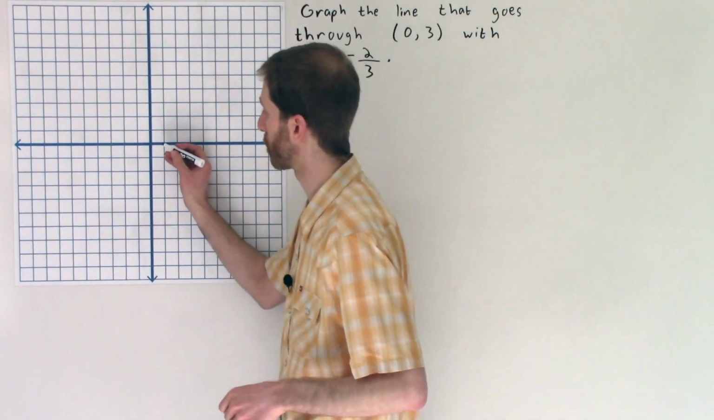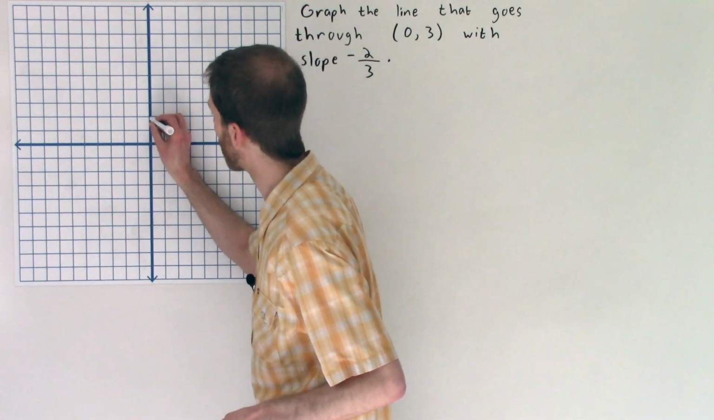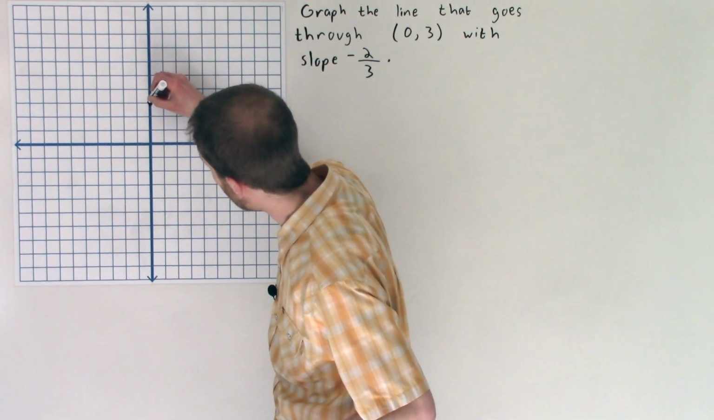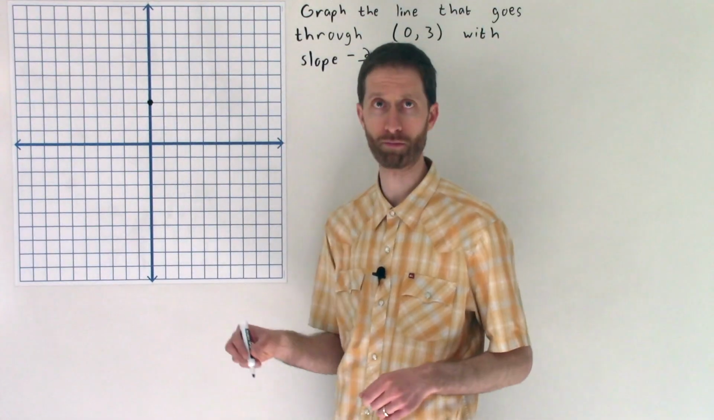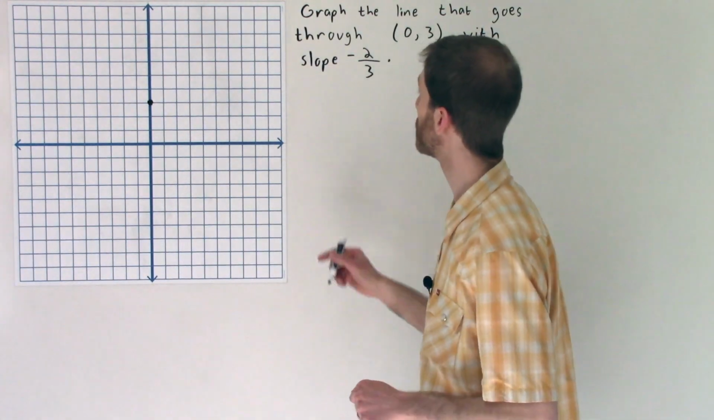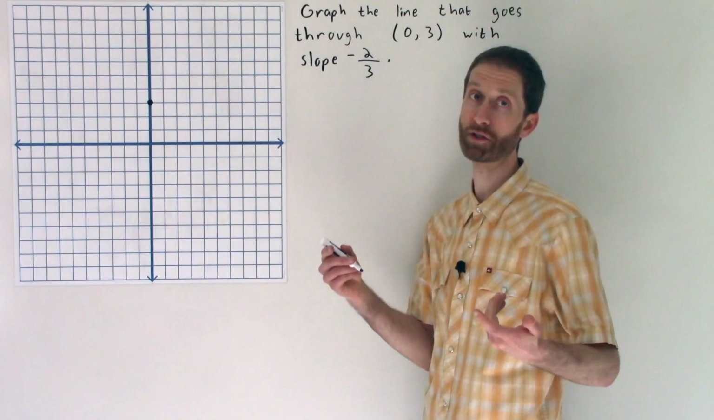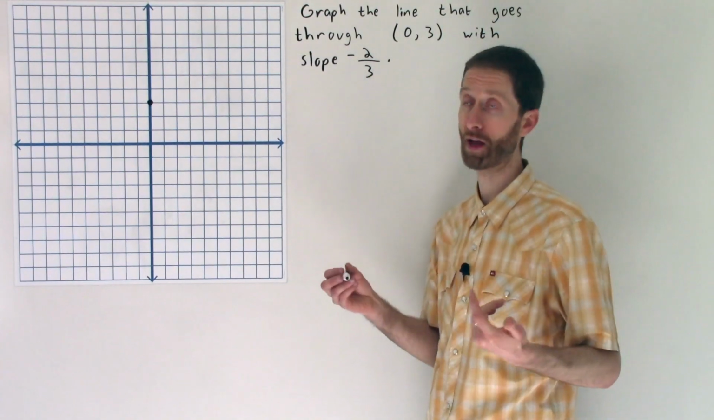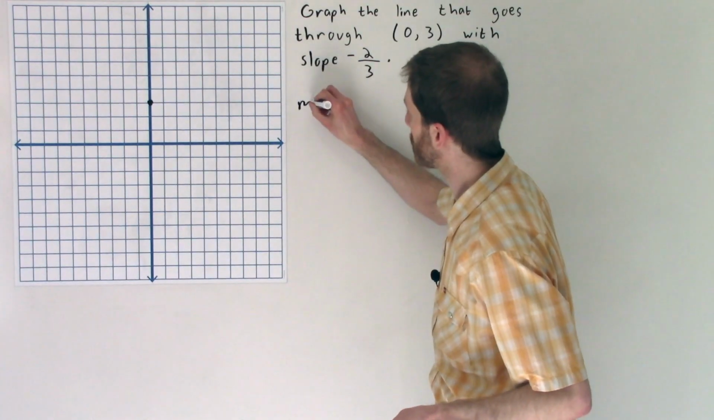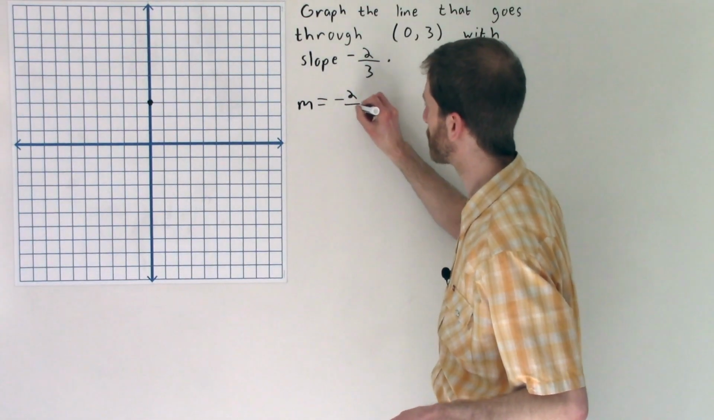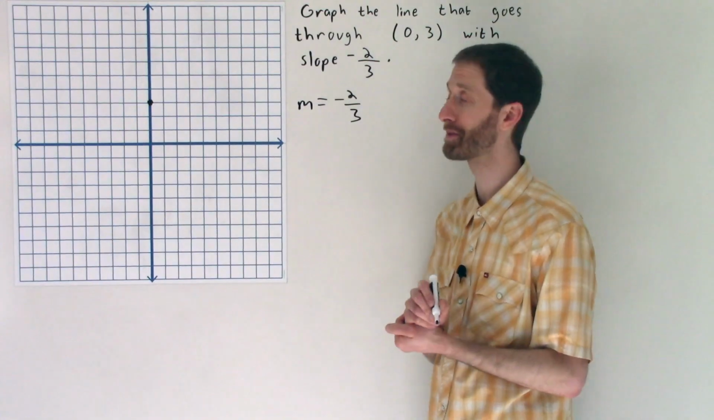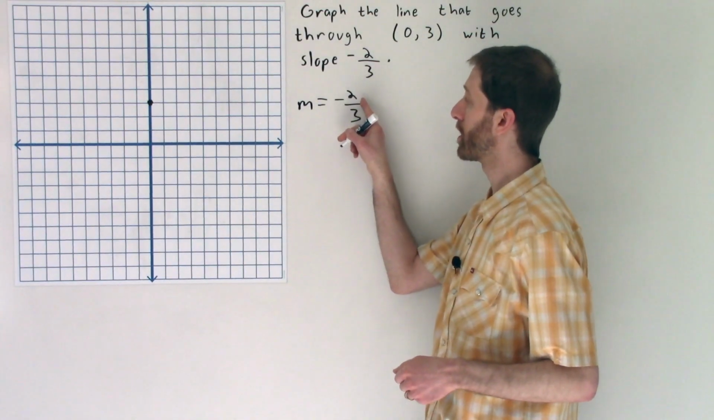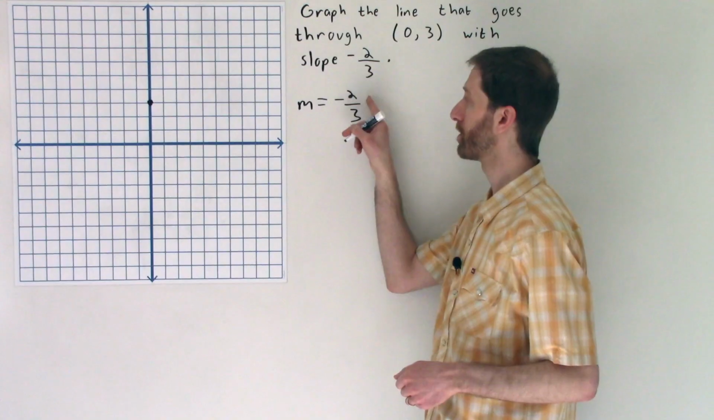So I'm going to plot (0, 3). That's up 3 from the origin, 1, 2, 3. And I'll plot a big old point right there. So I'm at (0, 3). Now from here, what I need to do is rise -2, or in other words, fall down 2, and run 3. Remember, that's what the slope, symbolized with the letter m, which is very strange for slope, but that's what we use in math. That means run 3, go down 2.